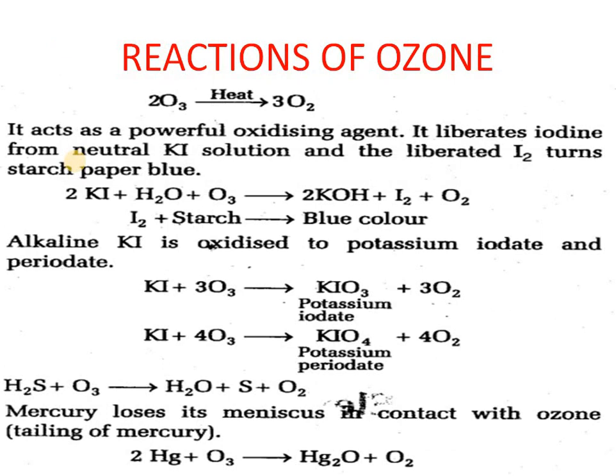Now some more reactions are there, which are not specified in the syllabus, but we can just see the similarity. KI plus water plus ozone, which we have done already just now, gives KOH plus I2 plus oxygen. And this iodine, when it comes in contact with starch iodide paper, will turn it blue. Now the point is, although this reaction is not mentioned in the syllabus, we are doing KI plus ozone in the presence of an alkaline medium. The medium is alkaline; previously the medium was neutral. So here what will form is KIO3 plus O2. KI plus 4O3 gives rise to potassium periodate and O2. So these two reactions are there, although not mentioned in the syllabus, but the mercury reaction is very important.